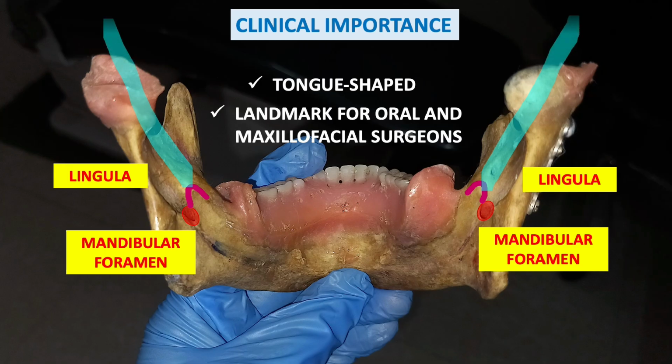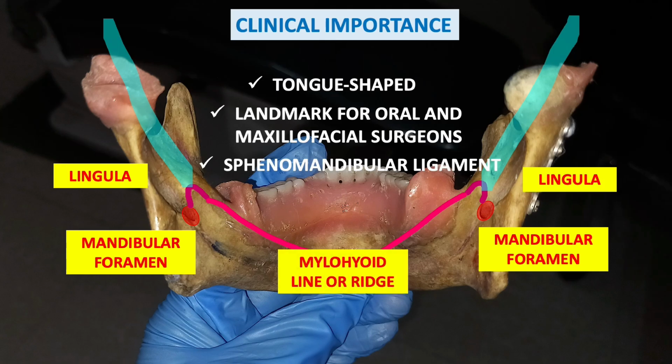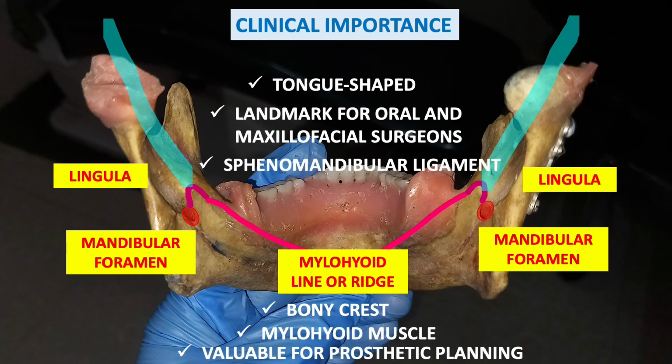Then the spine of the lingula has the sphenomandibular ligament attachment, as you can see in the figure. On both sides we have a sphenomandibular ligament attachment. Then on both sides we have a bony crest area which is called the mylohyoid line or ridge. It extends from the third molar to the symphysis, and it is a very important attachment for the mylohyoid muscle, and its importance is in prosthetic planning.